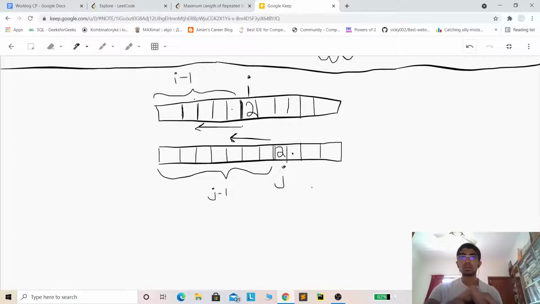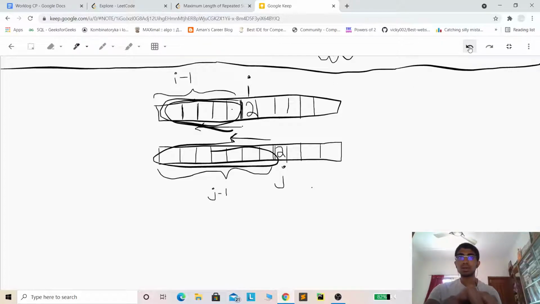So the longest substring ending at the ith and jth position would be 1 plus the longest common substring ending at the i minus 1, j minus 1th position. So whatever the longest substring we have formed in this range, that thing plus 1 will be dp of i comma j. And one more thing is, whatever the longest common substring is there in i minus 1 comma j minus 1, it must end at the i minus 1th and the j minus 1th position only.